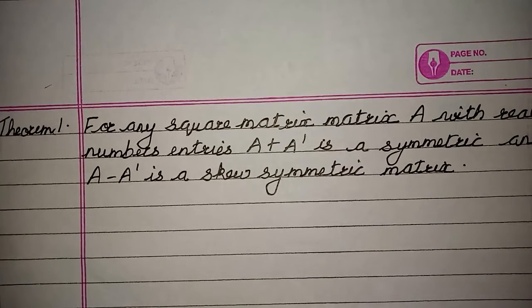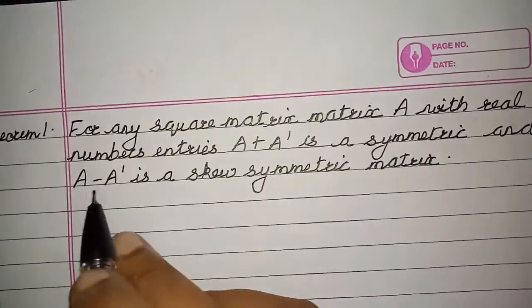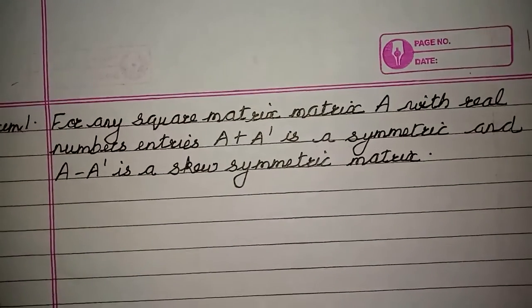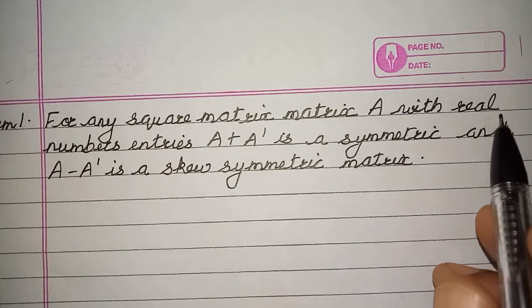So it says that, children, any square matrix given to you, you can express it as a sum of symmetric and a skew symmetric matrix. If it is of the type A plus A dash, it becomes a symmetric matrix. If it is A minus A dash, it becomes a skew symmetric matrix. Only thing is, your matrix should be having real entries.